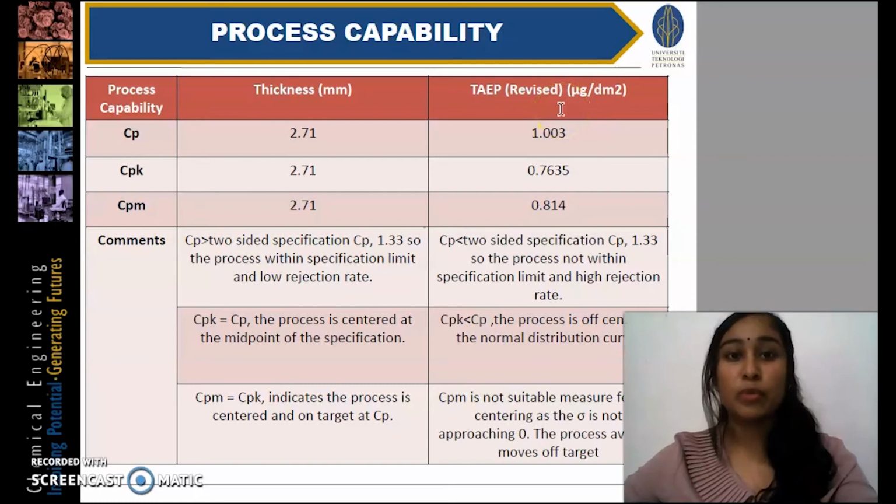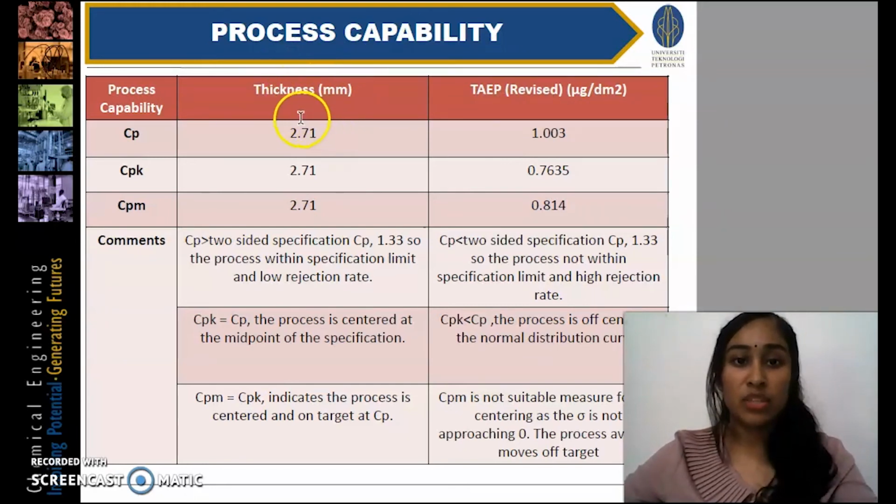I'm Sharvina here, who will be presenting on the process capability. The assumption for the process capability is that the process is in statistical control and the observations are normally distributed. As for the thickness of the glove, the CP value is 2.71, which is more than the two-sided specification CP, which is 1.33. So the process is within specification limit and has low rejection rate. This shows the tolerance for the thickness is high.